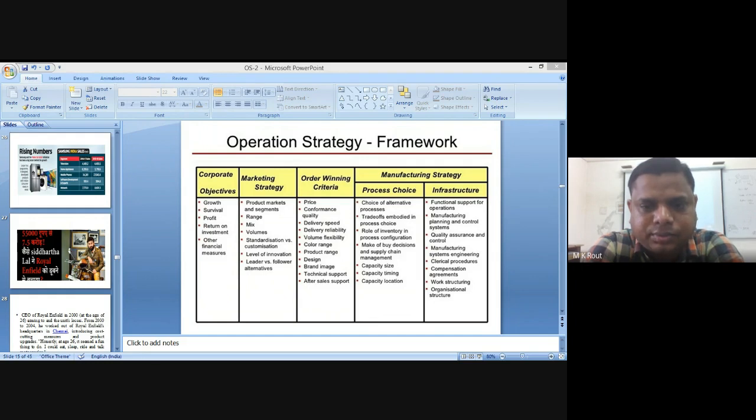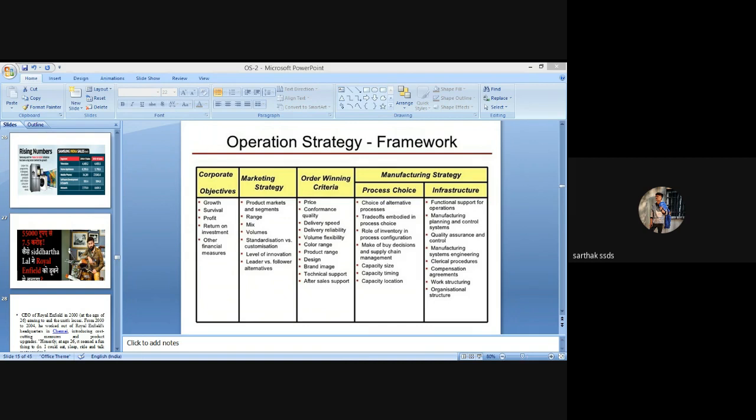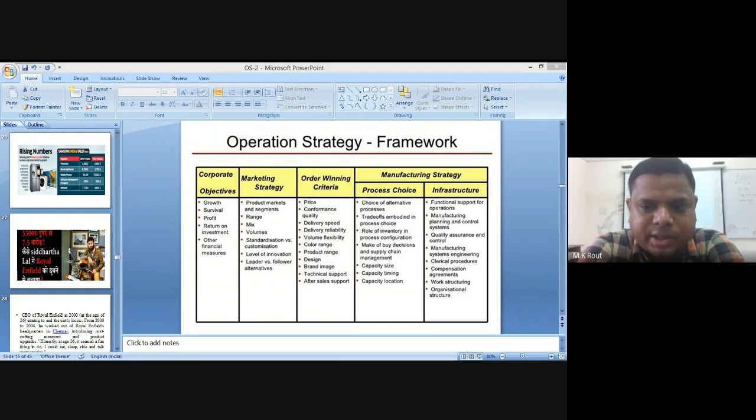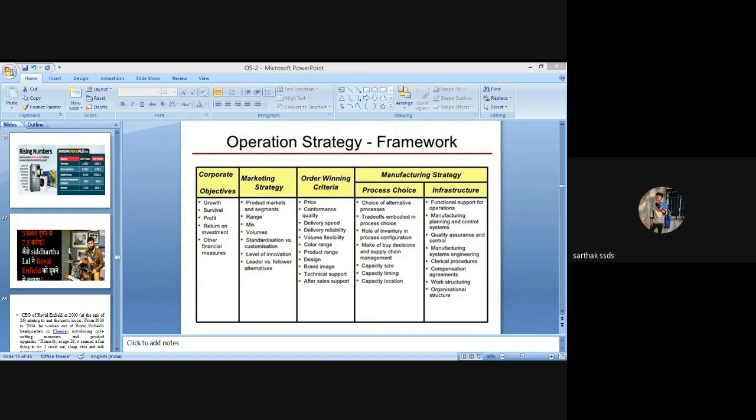Sarthak Das. Yes, sir. What is the strategy of Royal Enfield that it will compete in the market against more number of competitors? Sir, Royal Enfield mostly applied the four-P strategy, and it is more famous because it occupies the idea of what the consumer wants, what the customer wants.